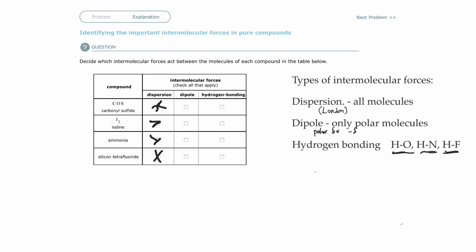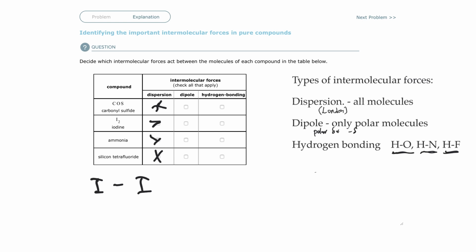Okay, so let's look at I2 first because that's easy. You're going to have I and I. They pull equally. You're not going to have one side or the other. Okay, so there's no dipole there. And there's no hydrogen bonding because I don't have hydrogen or oxygen, nitrogen, or fluorine. So iodine only has dispersion forces. Okay. Any others that are easy? Now let's do them in order.